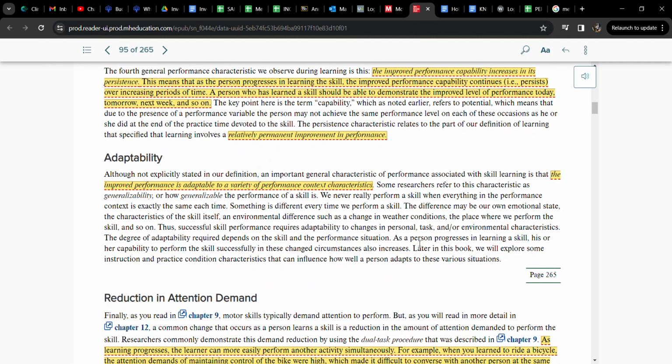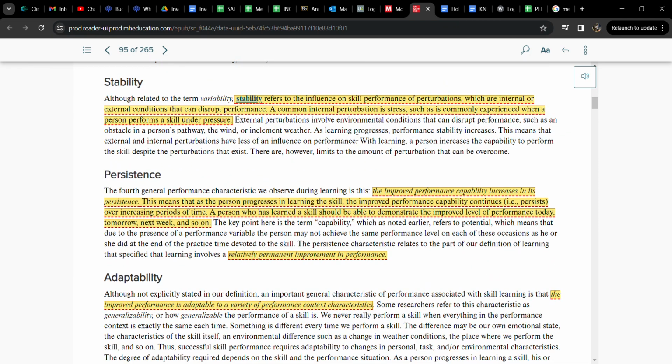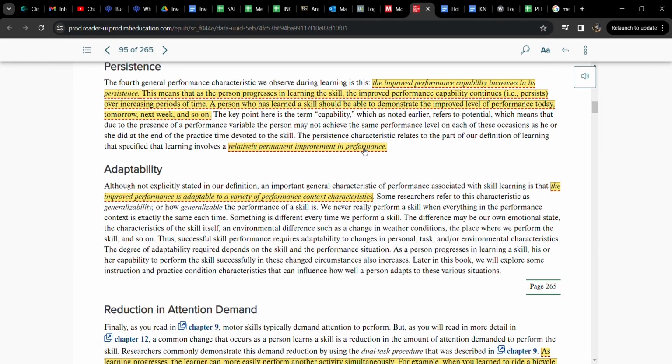Next is adaptability. So this kind of is similar to stability, right? When we put you into a different context, when we put you in a different environment, when we put you into a different area where you need to be able to perform the skill, are you adaptable? Can you apply that skill into these different contexts? And so again, stability and adaptability, kind of similar, congruent terms in this scenario here.